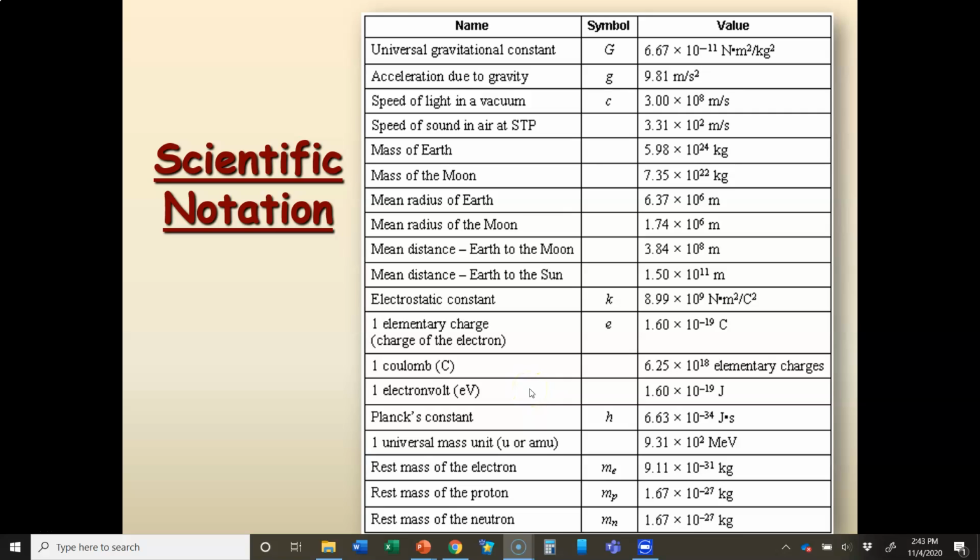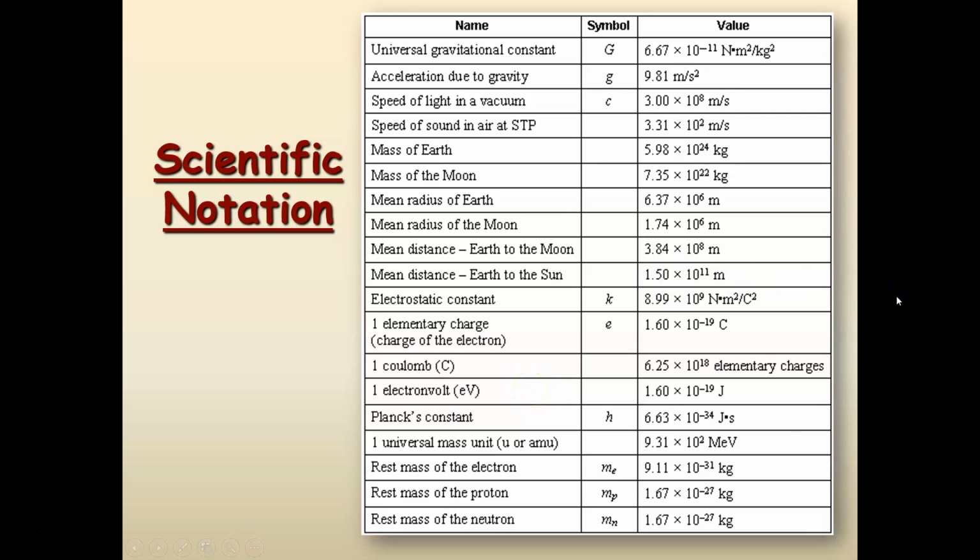Okay, young people, we're going to talk a little bit about scientific notation here and talk a little bit about the reasons why. So if you look at this chart, we have lots of numbers that are in scientific notation. For example, 5.98 times 10 to the 24th kilograms. That's the mass of the Earth. That's a really, really, really big number.